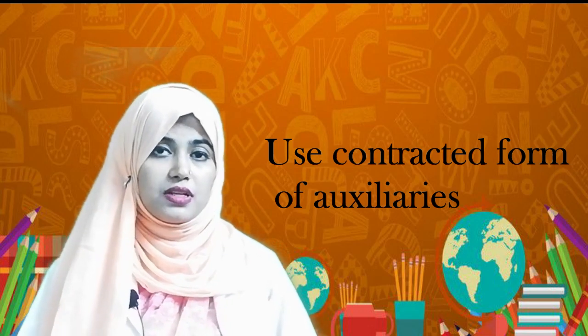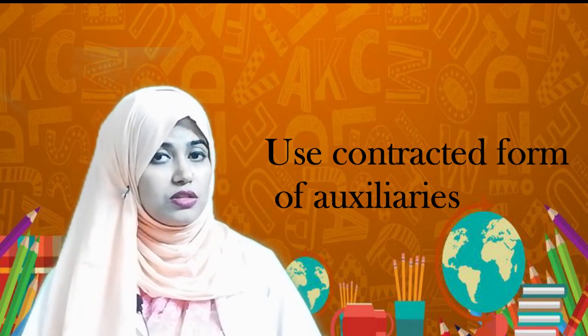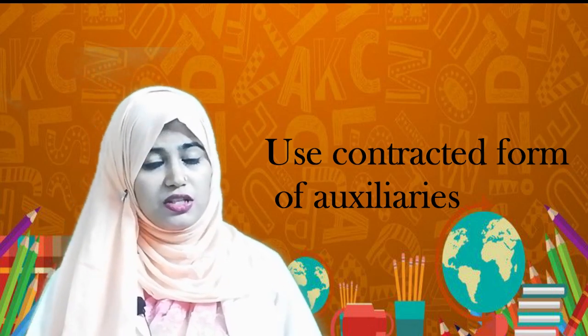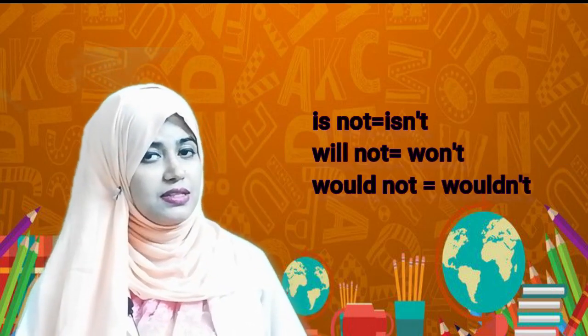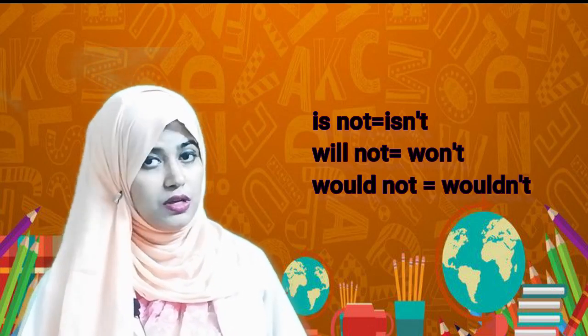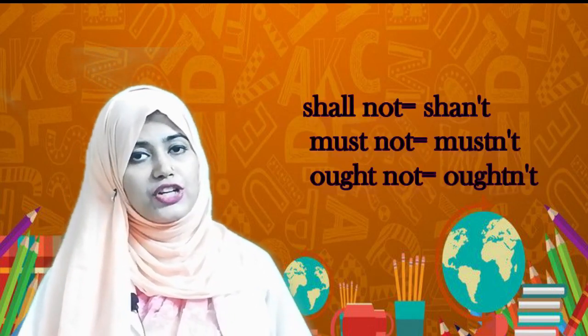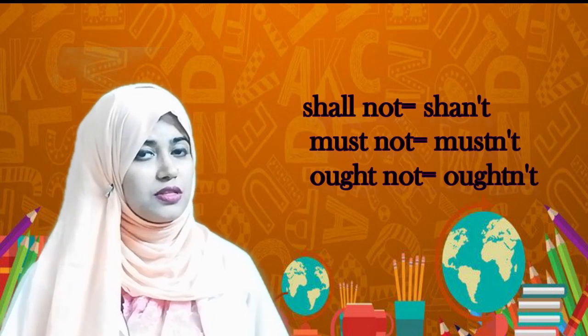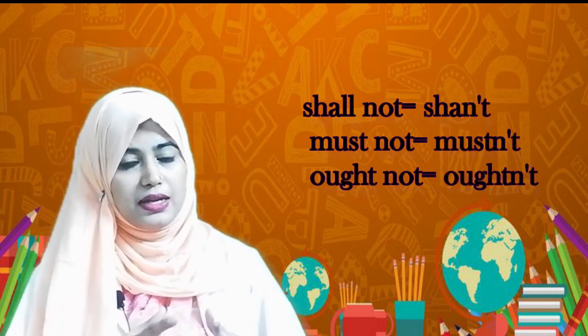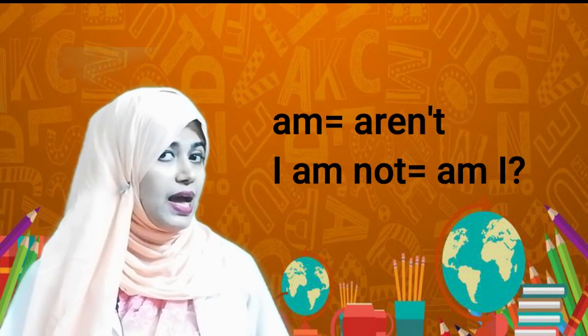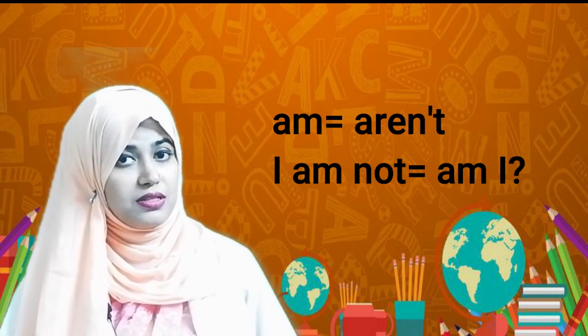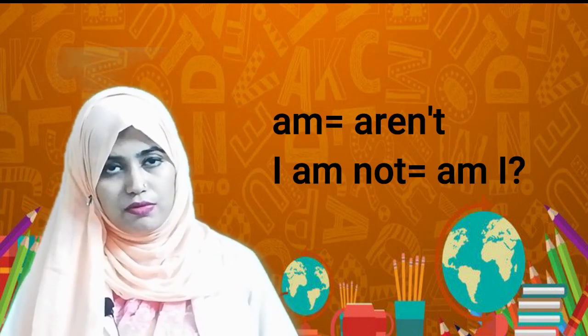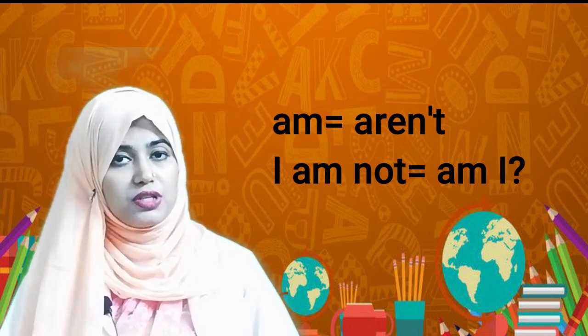Dear students, let's see the contracted forms that are used to make tag questions. It's also very important. We have to use the contracted forms of is not, isn't; will not, won't; would not, wouldn't; shall not, shan't; must not, mustn't; ought not, oughtn't. Okay? And there is an exception of these contracted forms, that is am. In case of am, the contracted form will be aren't. This is one of the exceptions in tag question.